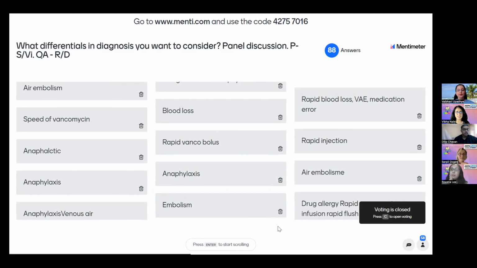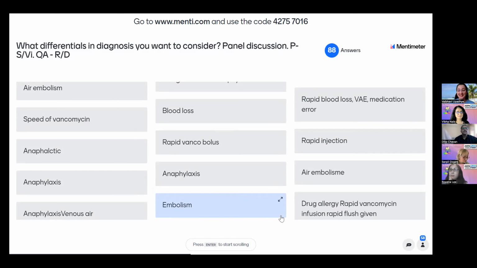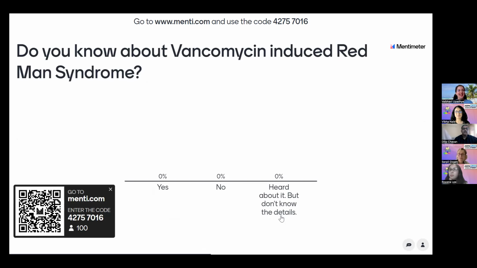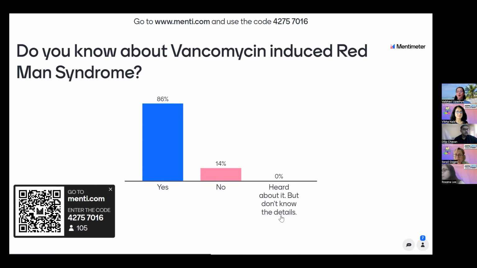I think the most interesting one was vancomycin as the answer. So could we explore this a little bit more, Dr. Vaibhavi? Absolutely. Let's go to the next slide. I will be happy to ask you, do you know about vancomycin-induced red man syndrome? I could see a few comments there which did mention that, but I just want to clarify once again, have you just heard about it or do you know it in detail?